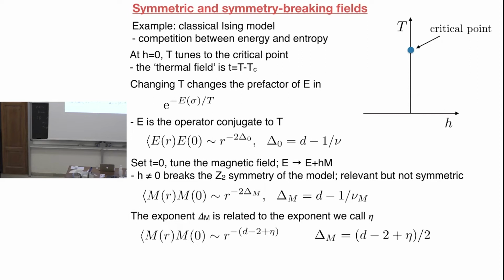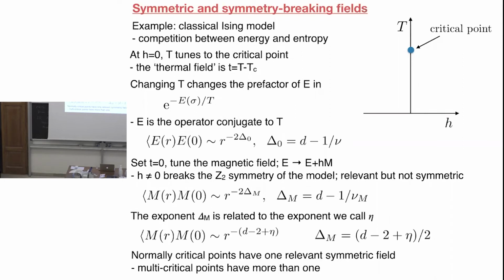Now in StatMech, a long time ago when people didn't know about scaling dimensions, people wrote, and still do, the correlation function in this way, the order parameter correlation function. This is the conventional form, which defines eta, right? That gives us this relationship between the scaling dimension of the order parameter and eta. And eta, of course, is also the anomalous dimension. So normally critical points have one relevant symmetric field, corresponding in this case to changing temperature.